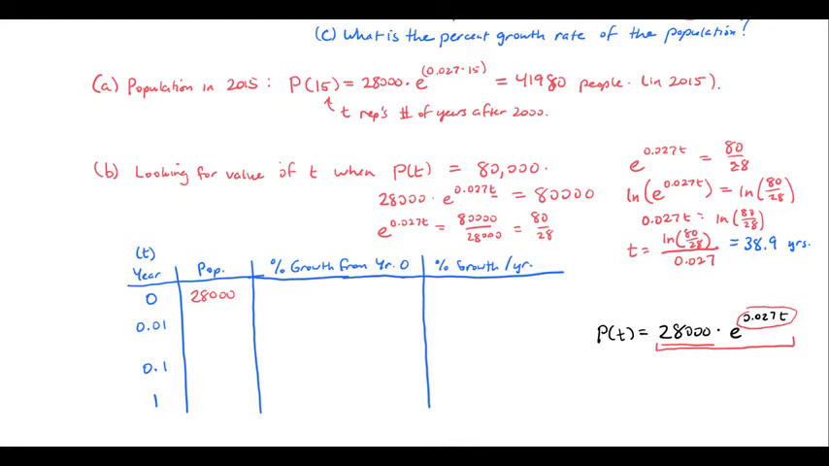All right, after some repeated calculator usage, I got the following values. For t equals 1, I got 28,766.30. There we go. For t equals 0.1, I got 28,075.70. And for 0.01, I got 28,007.56.